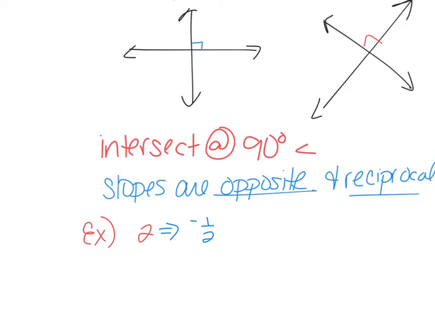Let's do another example just to help you wrap your brain around it. Let's say my slope was -3/4. The perpendicular slope, the opposite, would be positive, and the reciprocal would be 4/3. So that's how you do it. You just flip it upside down and do the opposite.